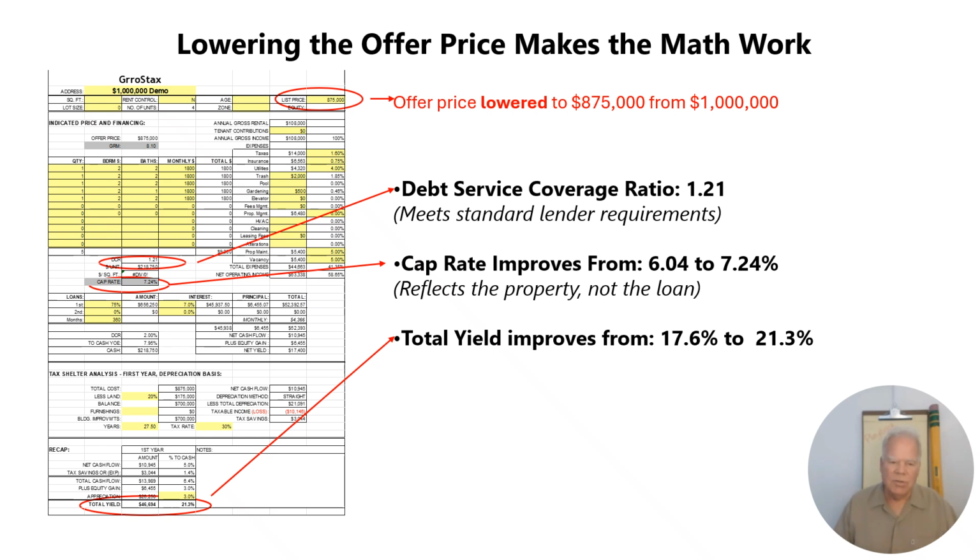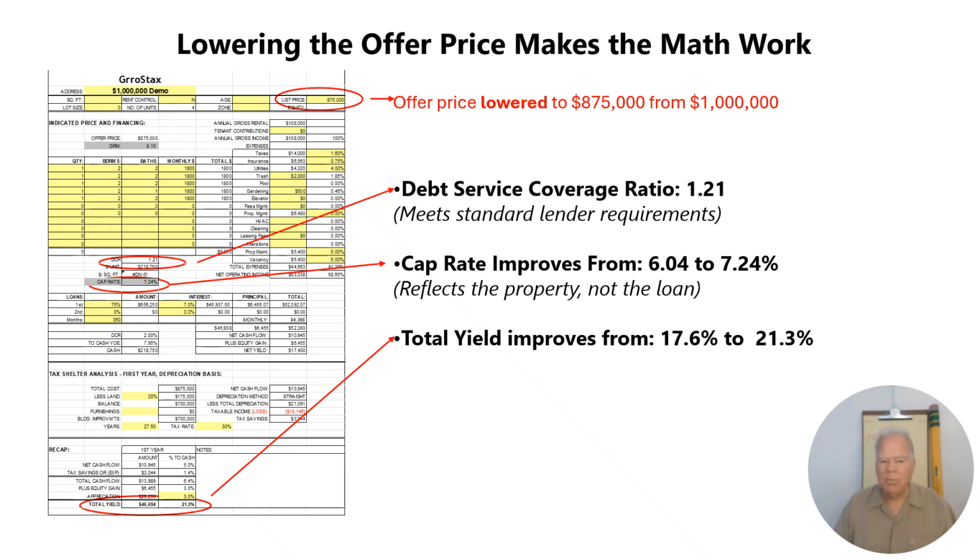Let's fix the structure by adjusting the price. In this example, we lower the offer price from $1 million to $875,000. Nothing else changes. Same building, same income, same expenses, but the loan gets smaller, and that lowers the annual payment and improves the coverage. The debt service coverage ratio moves from 1 to 1 to about 1.2, and that's comfortably above the line.